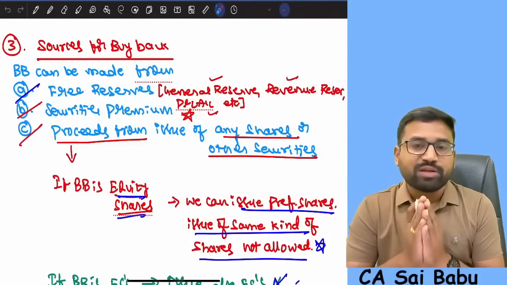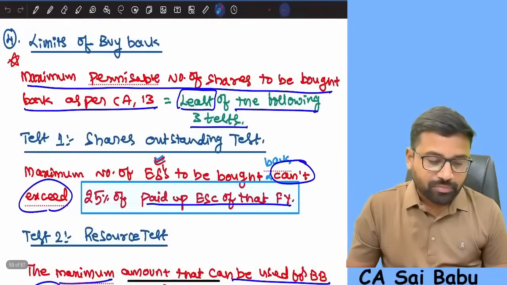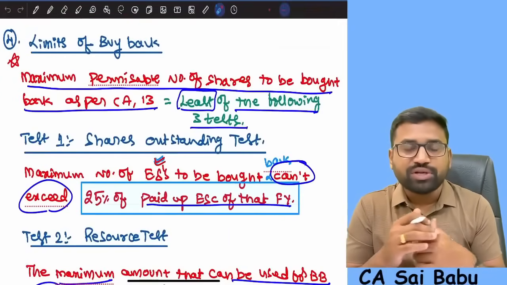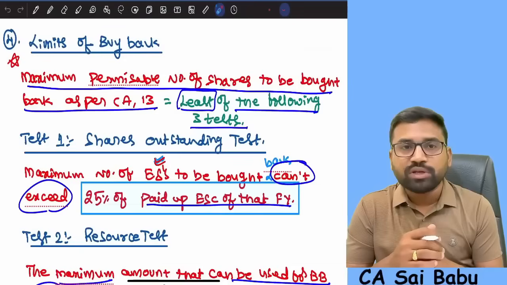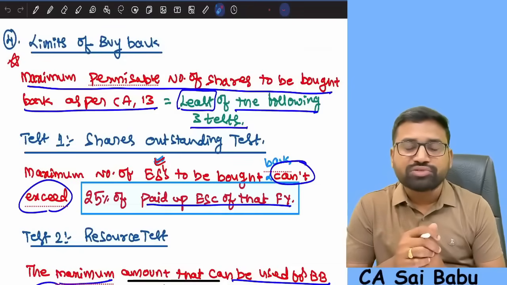There are 3 sources available, sir: free reserves, securities premium, and proceeds from a fresh issue of shares. And the limits for buyback: whenever a company wants to go for buyback of securities, what is the maximum number of shares a company can buy back? Here 3 tests we will apply, sir. The least of the above 3 will be the maximum number of shares to be bought back.